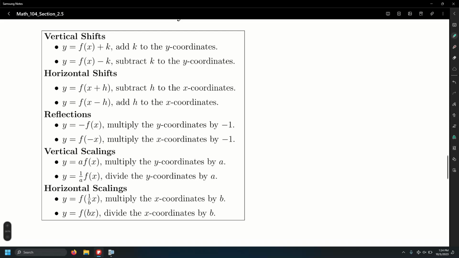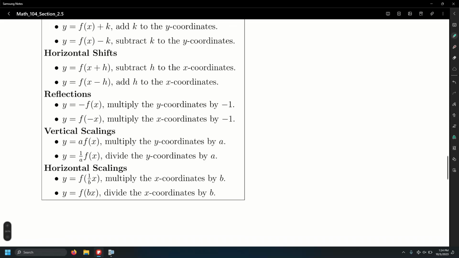Then we moved on to the reflections. And well, there's two kinds of reflections. Reflections about the x-axis, which is the first one, that is to multiply the y coordinates by -1. And then we have the reflection about the y-axis, which is actually acting like a mirror in this case. And we will see the points reflected on the other side of the y-axis. And here it is, the vertical scalings and horizontal scalings.